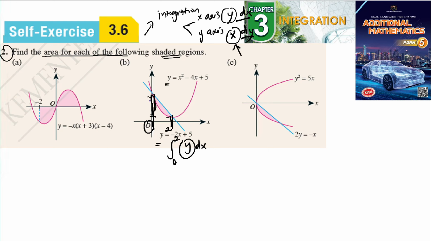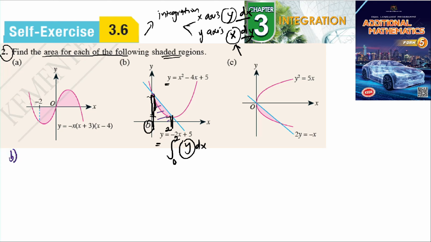So we see here, we know that this one we are calculating from the x-axis. So we have to know which one is on top and which one is below. So why do we need to know? Because the area is calculated from the x-axis.